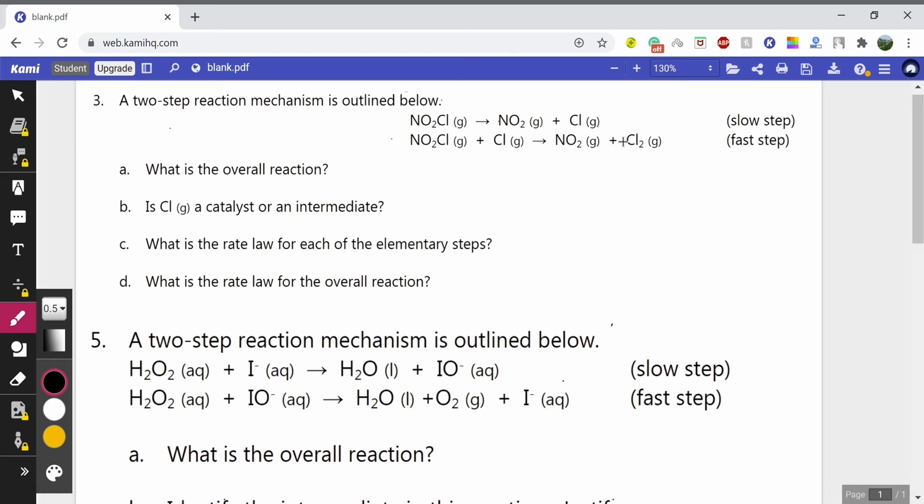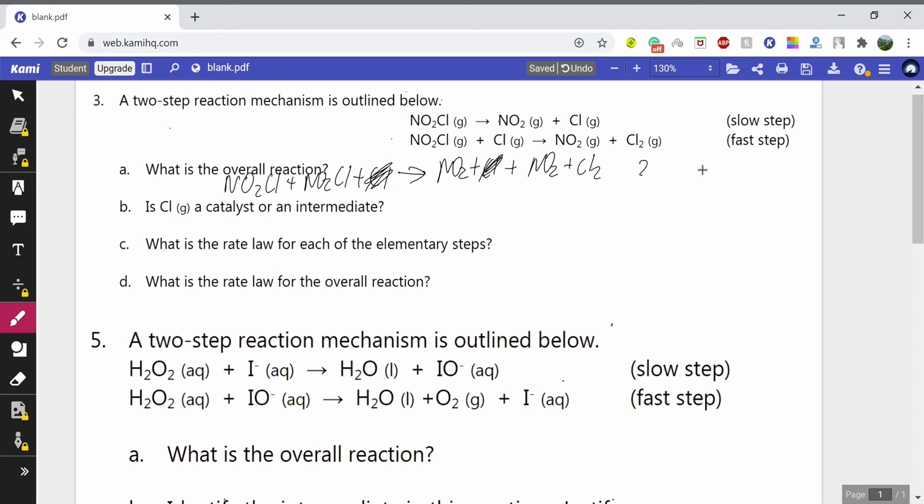The overall reaction will be NO2Cl plus NO2Cl plus Cl, all the reactants, makes all the products, NO2 plus Cl plus NO2 plus Cl2. Now as you can see here, Cl and Cl cancel on both sides, so this can be rewritten as 2NO2Cl makes 2NO2 plus Cl2.